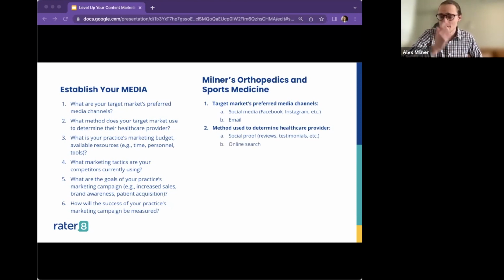Secondly is online search. In this day and age, as we are no strangers, most people go online and will search something like orthopedics and sports medicine near me, ophthalmologist near me, whatever that is. And so we need to make sure that we are aware of that space and that we are able to help them determine based upon their online search.